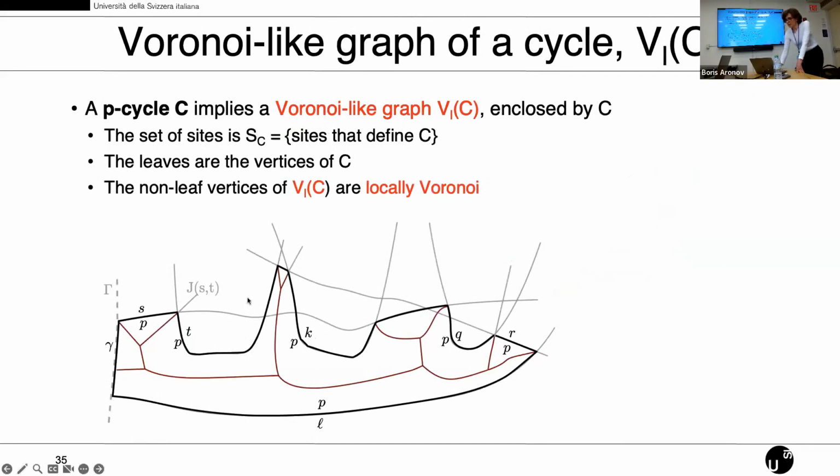Okay, so if we have such a cycle, it implies a Voronoi-like graph, as you see here. In the Voronoi-like graph, the set of sites is the sites that define the cycle. The leaves are the vertices of the cycle, and the non-leaf vertices are all legal Voronoi vertices in a diagram of the sites, so they are all locally Voronoi. That's the Voronoi-like graph of the cycle.